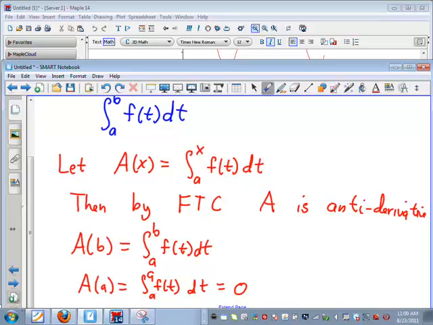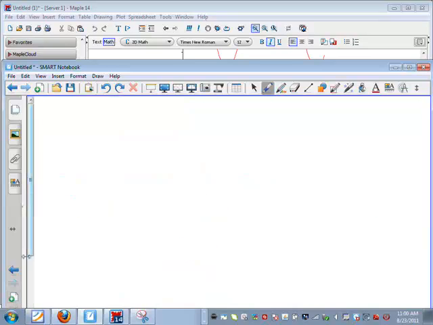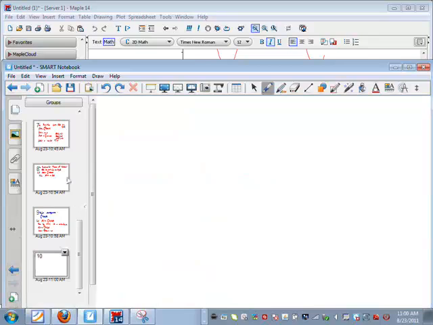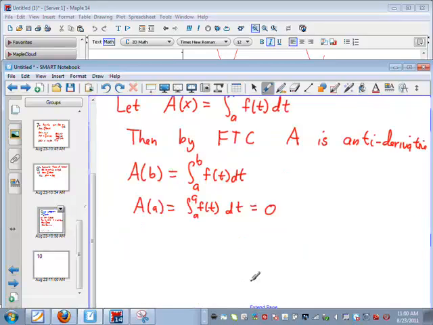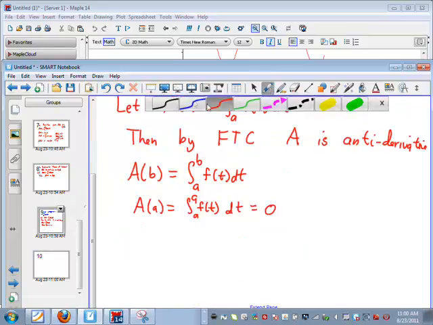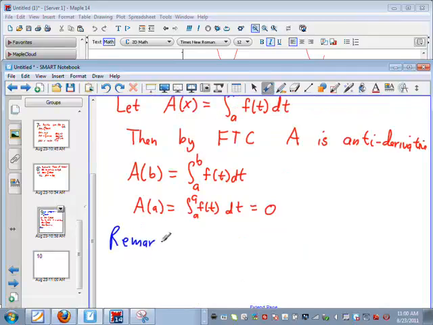There's a remark from Calc 1 that we'll need. I'm sorry, I went too far. Go back. I want to extend the page. Here's the remark from Calc 1. I guess I should say that remarks are important. If I ever say, here's a remark, it'll be something that you need.